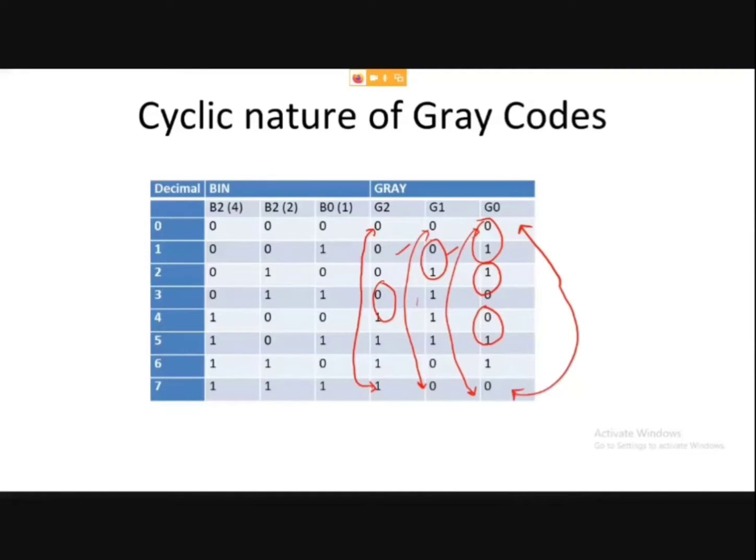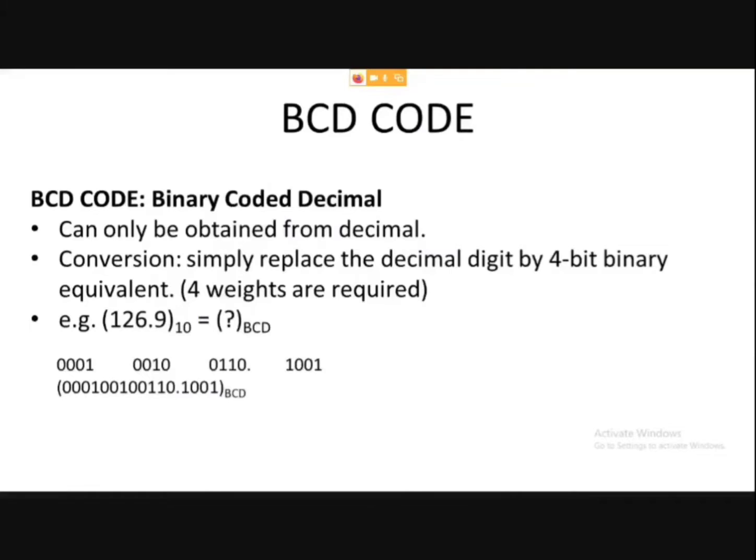So BCD code is the simplest code in which we are just dealing with the decimal numbers only and writing each decimal digit by the 4-bit binary equivalent. So if I want to convert this 1 to 6 from decimal to BCD, this 1 will be represented in 4 bits like 0001. This 2 will be represented in 4 bits as 0010. This 6 will be represented as 0110. 9 will be represented by 1001.